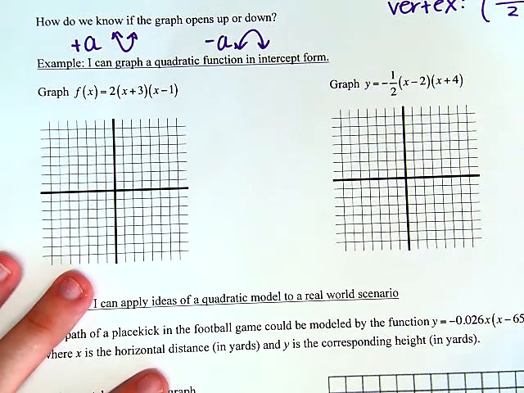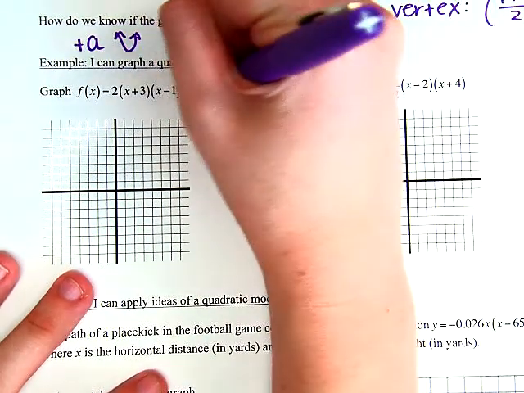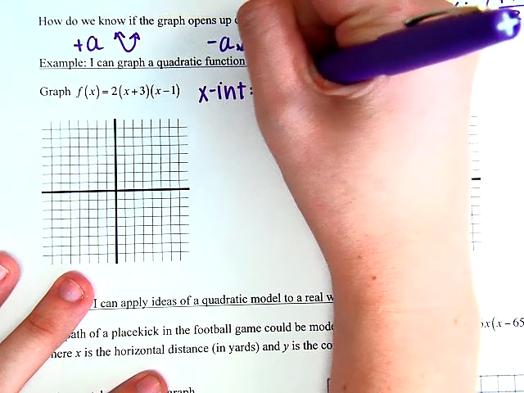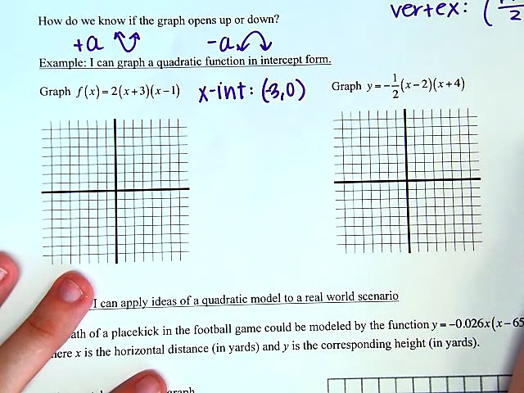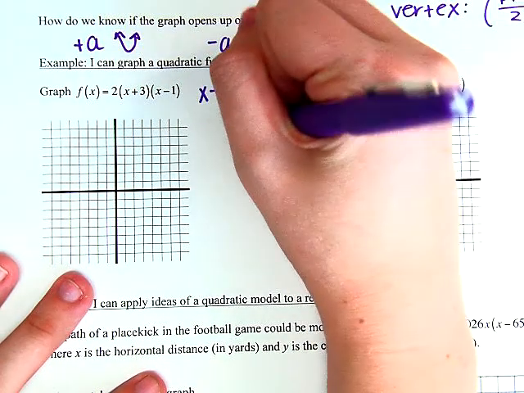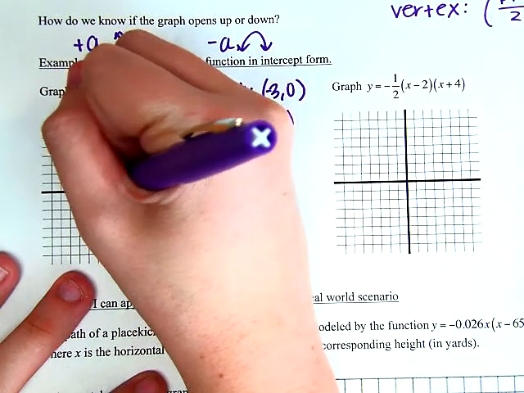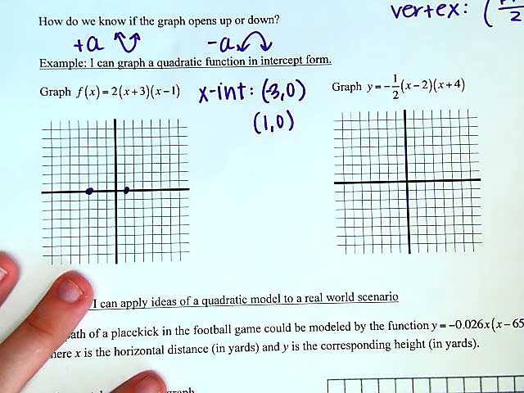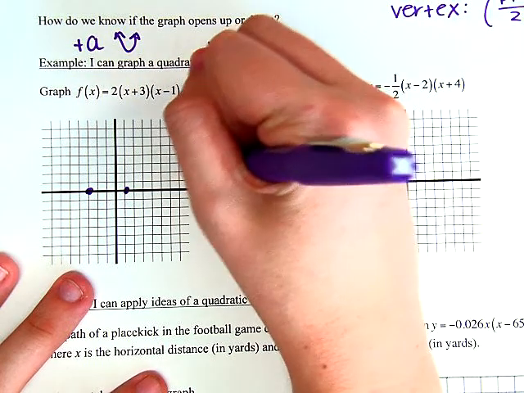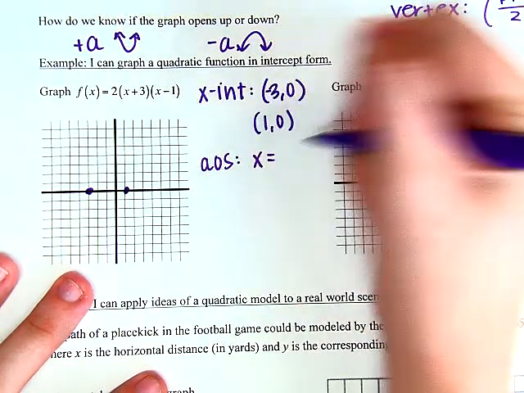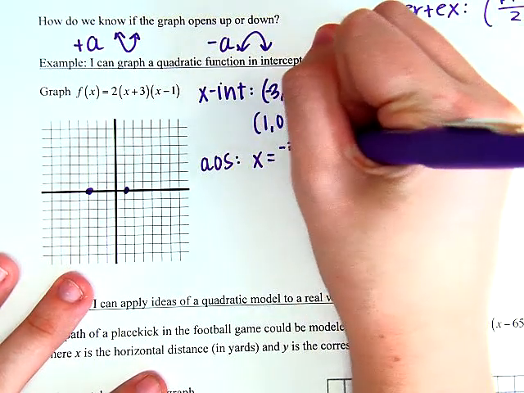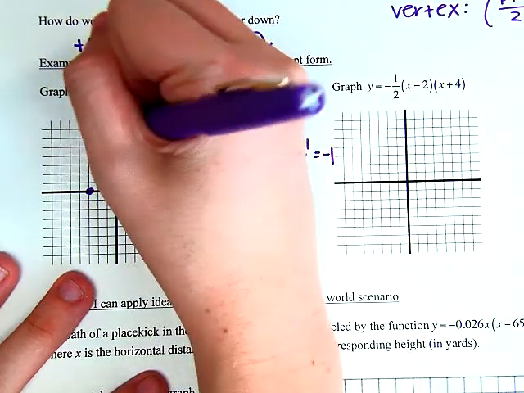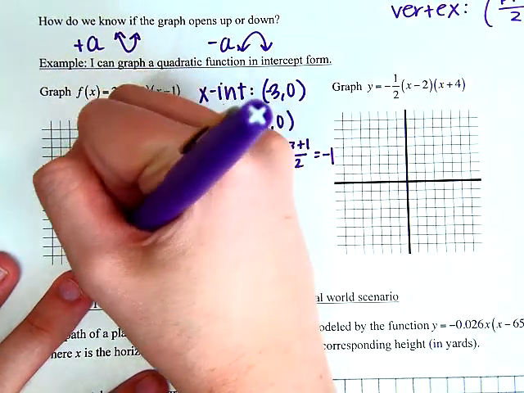Graphing this thing, so it's in x-intercept form, so my two x-intercepts are (negative 3, 0). Sorry, they're the opposite. And (1, 0). Negative 3 and 1. Then my line of symmetry, my axis of symmetry, is x equals, I do negative 3 plus 1 over 2, negative 2 over 2, so it would be negative 1. So it's here at negative 1, right in the middle of those two.